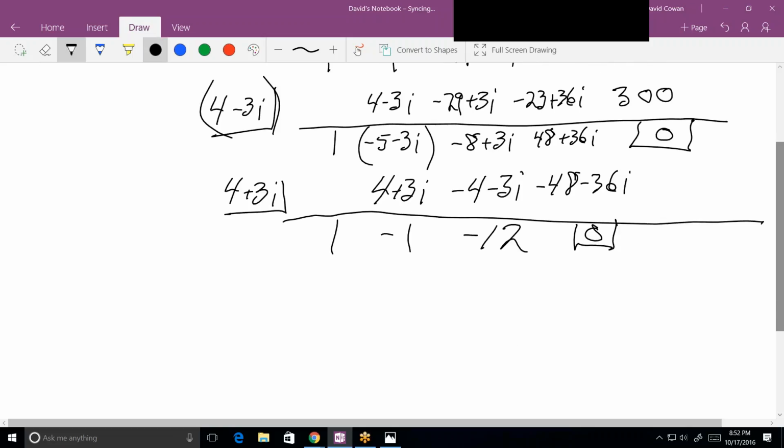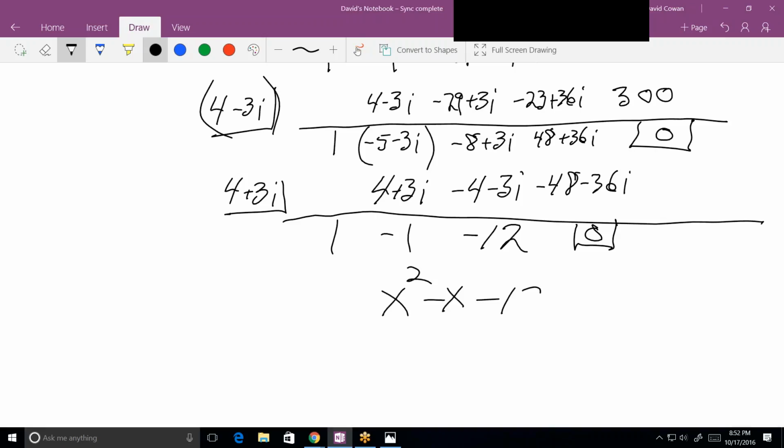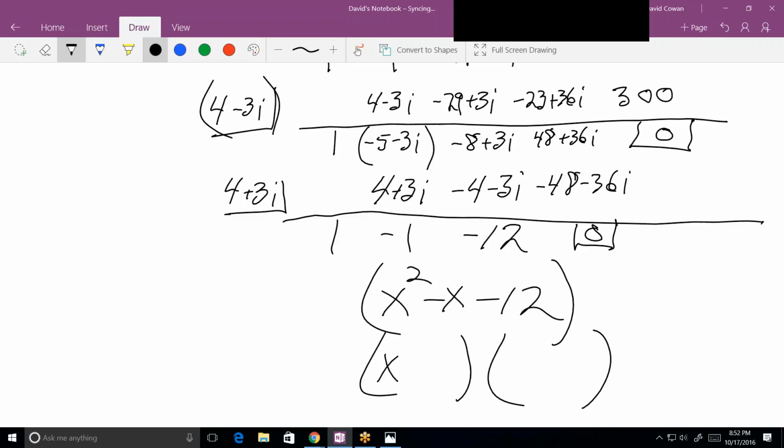So here's our remaining quadratic. X squared minus x minus 12. Okay, how does that factor? x can't be 6. Minus 4. Remind me to go over some factors. Let's go over some factors sometime.